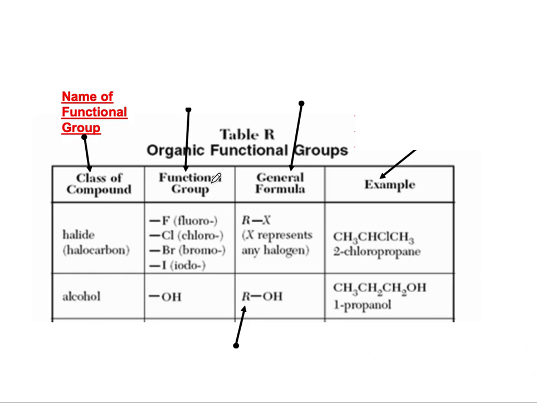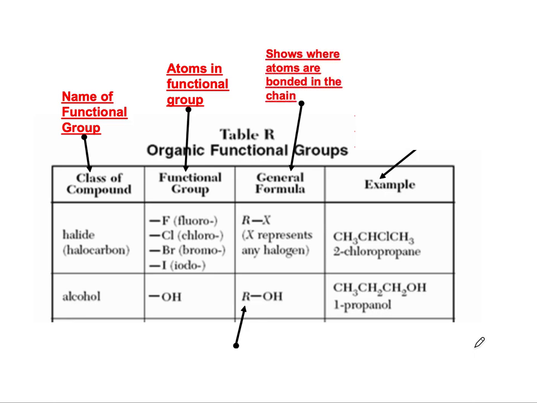Well, what's the second heading? Functional group. That actually tells you the atoms involved in the functional group. So if you have a halide or a halocarbon, you're going to have a functional group with either a fluorine, a chlorine, a bromine, or an iodine. If you have an alcohol, you're always going to have a carbon with an OH attached. The general formula is going to show you where the atoms are bonded in the chain. And if you look, X in this scenario can represent any one of these halides. So this X can be a fluorine, chlorine, bromine, or iodine.